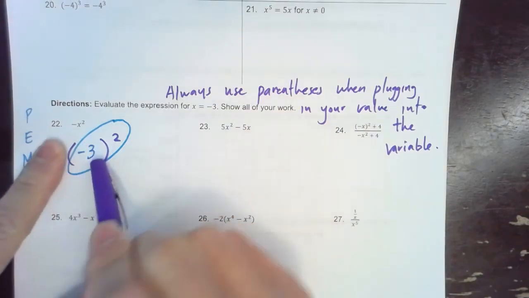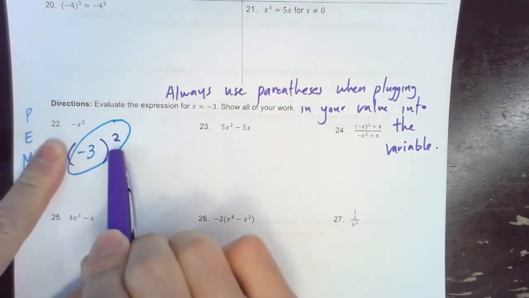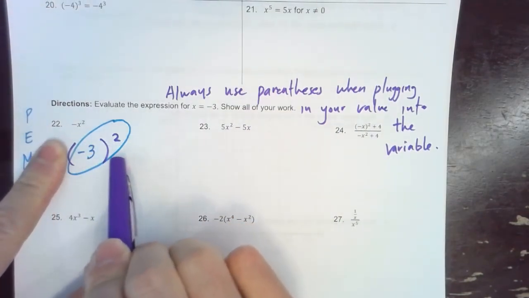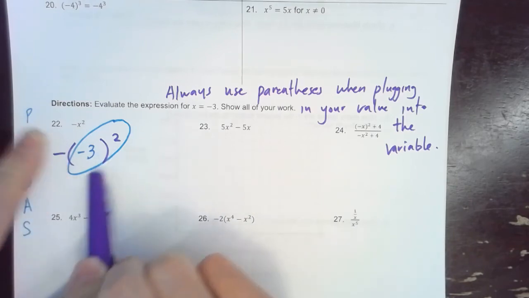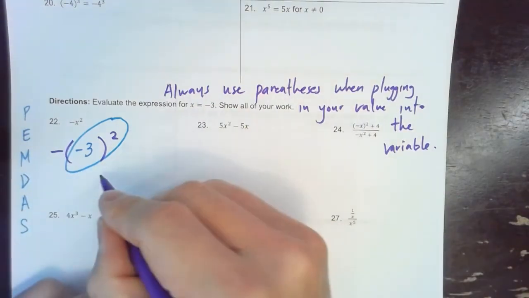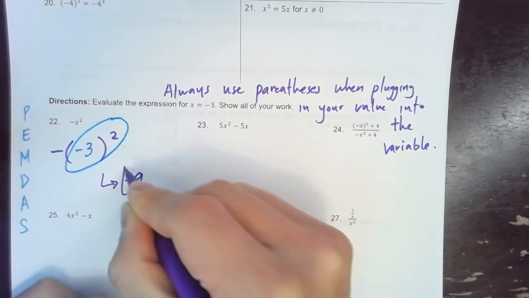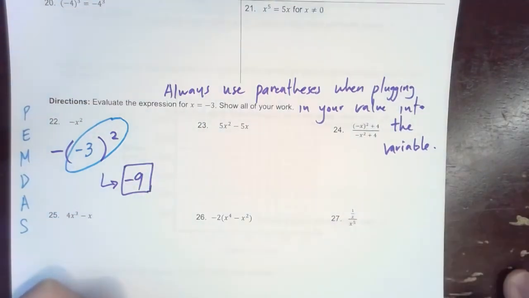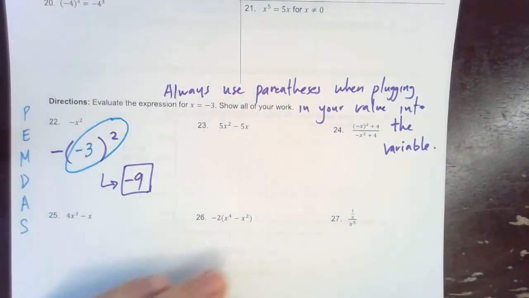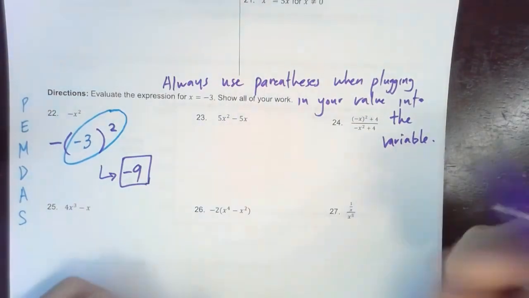Negative 3 squared, if I just look at it like that, I know it's 9 because it's negative 3 times negative 3, and that's 9. And then you attach the negative. So this is going to be negative 9. Okay, be careful. Follow my guidance with how I plug in.